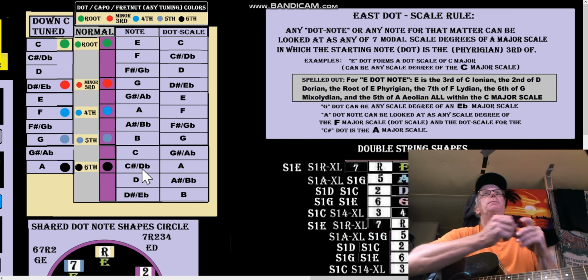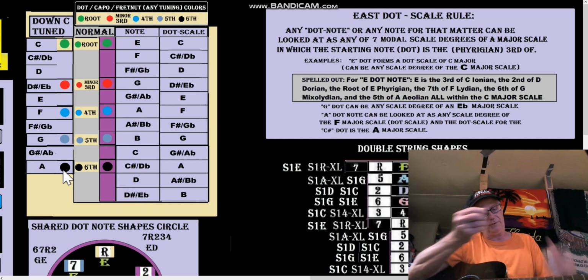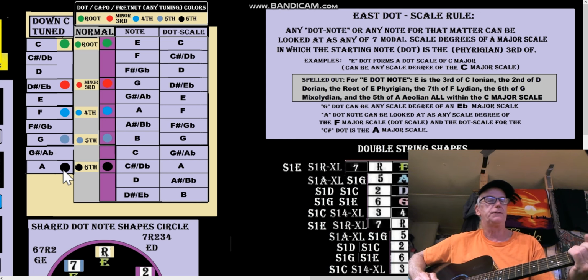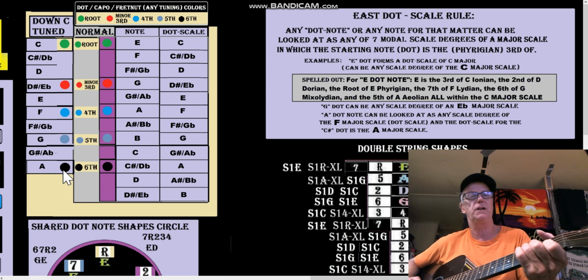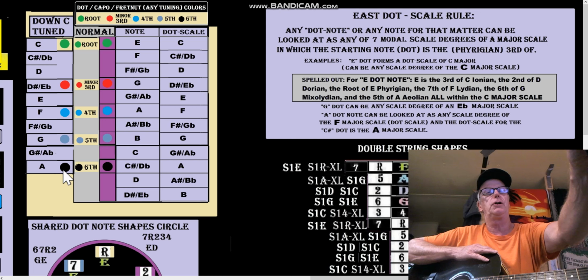Okay. So here's my sixth dot. And flatting that would be an A flat. So if I wanted to start on an A flat, which that would be, there's your C-shaped A flat down here. Why is this a C-shaped A flat? Because I down tuned my guitar two whole notes.